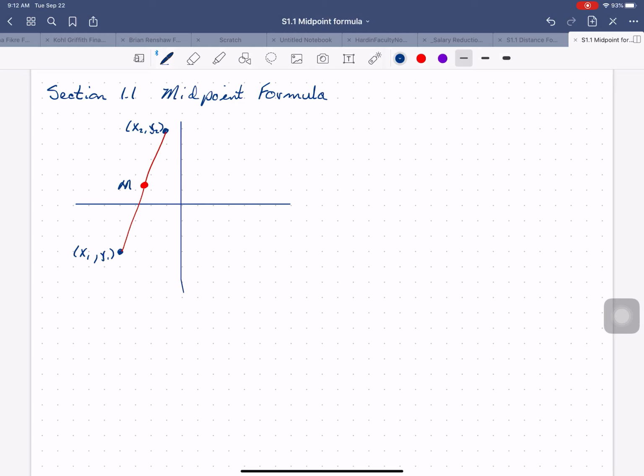Now, it turns out that if we give this a little bit of thought, we can come to the fact that that midpoint has to have an x-coordinate that is exactly halfway in between the x-coordinates of the original 2 points. And likewise, it has to have a y-coordinate that is exactly halfway in between. The way that you find those is by taking the average of the 2 separate coordinates, or you add them together and divide by 2.